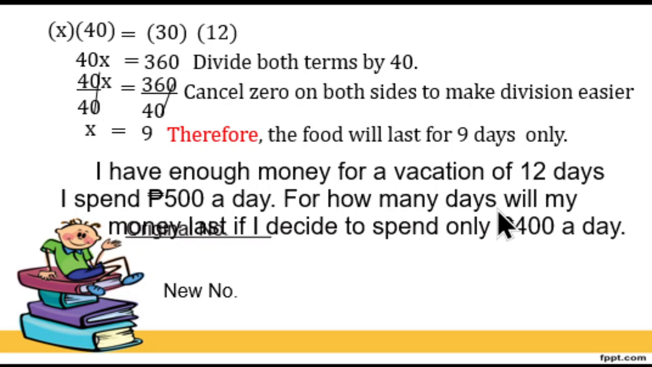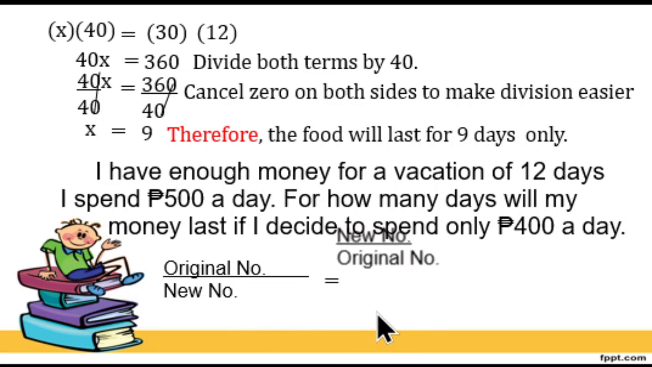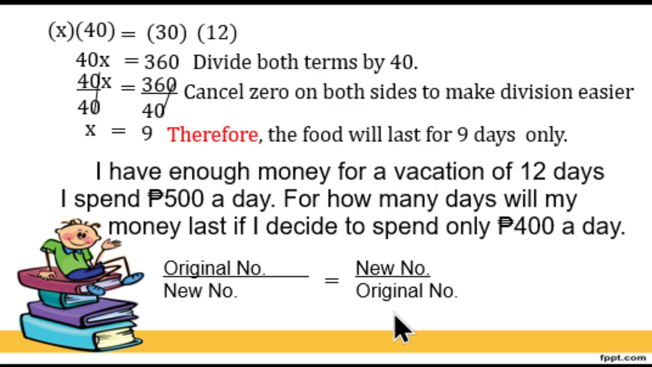So, let's give you the equation. Original amount over new amount equals the new number of days over the original number of days. Okay, to substitute the data into the equation, the original amount is, of course, 500.